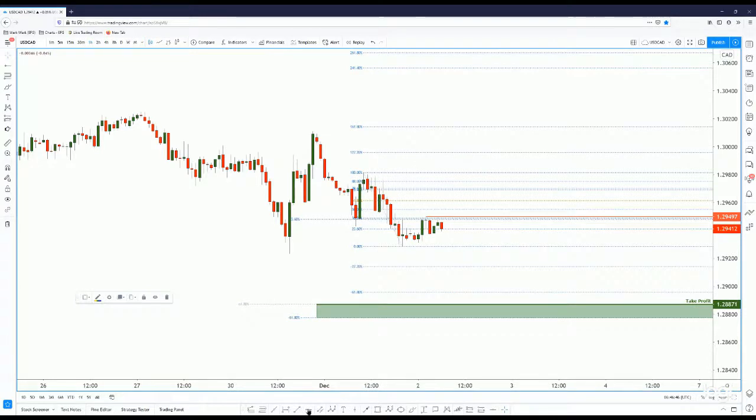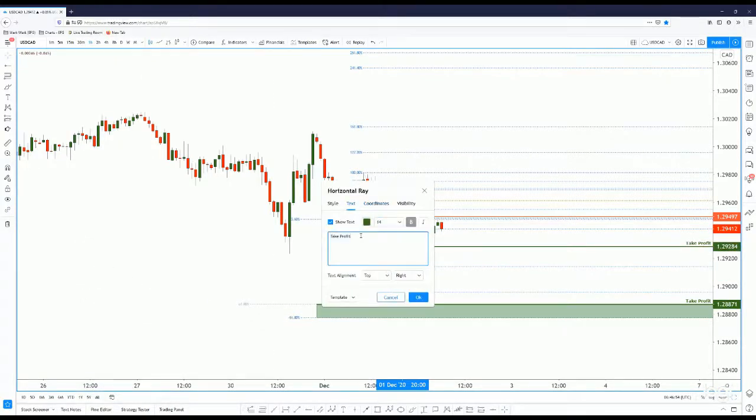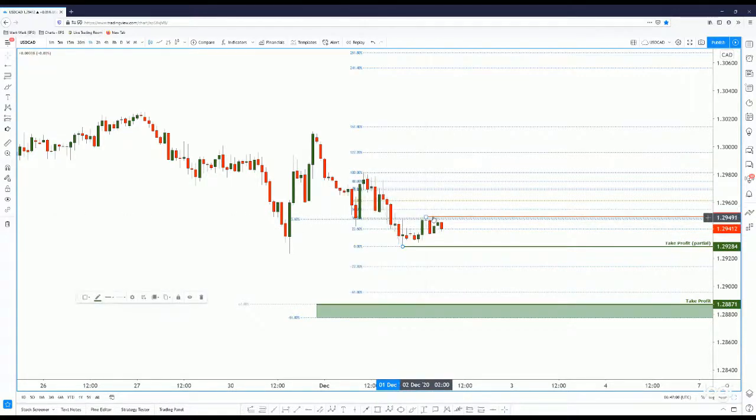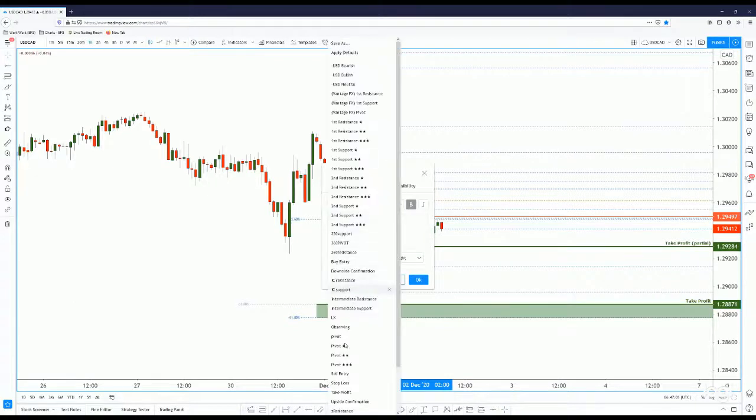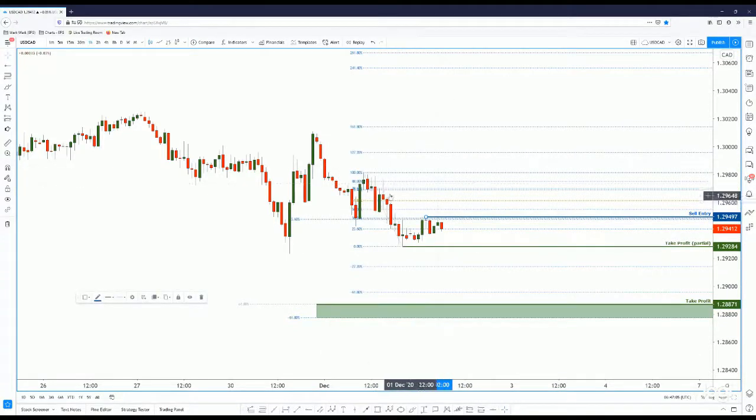So what I'll do is I'll have a partial take profit over here, just to protect our trade, because I don't like that it's going to be testing the recent low. So partial take profit. This will actually be our sell entry, so we wait for price to come back up to test this level.